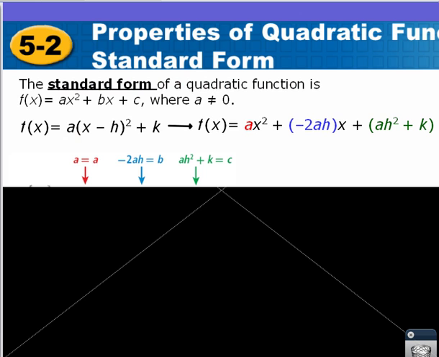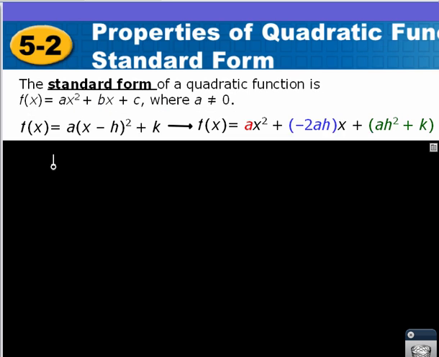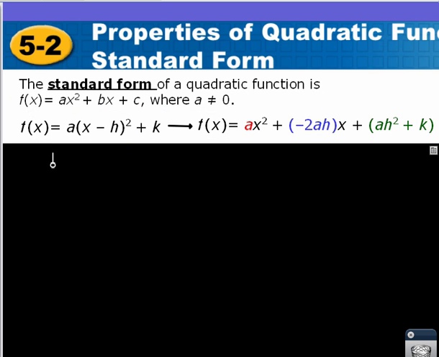All right, now we're going to go to standard form. Standard form is probably what we're used to seeing. It's the equation of the form f of x equals ax squared plus bx plus c, where a is not equal to 0. And why can't a be 0? Because if a were 0, the x squared term would go away and we're back to a linear function.